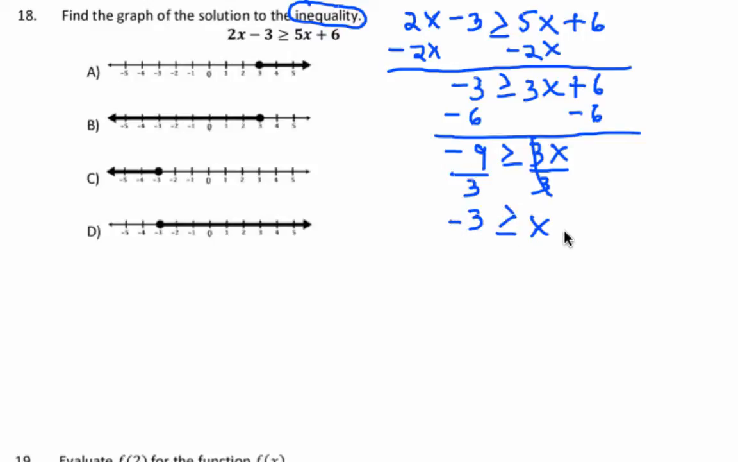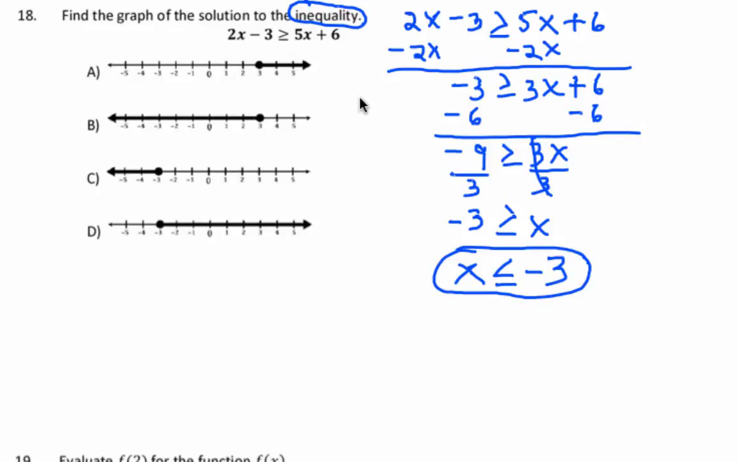Now they want you to solve for x, not for negative 3, but if something is greater than something else, then that other thing must be less than. So in other words, if the thing on the left is bigger than the thing on the right, then the thing on the right must be less than the thing on the left. So this is our solution. X is less than or equal to negative 3.